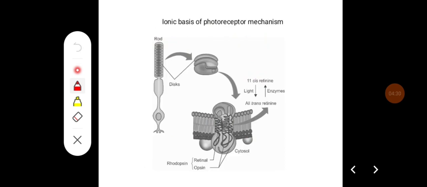So here you can see in the disc, when light falls on the cis retinene from rhodopsin, it gets converted into transretinene and it gets activated. It is going to help in the production of generator potential in the rod or cone.